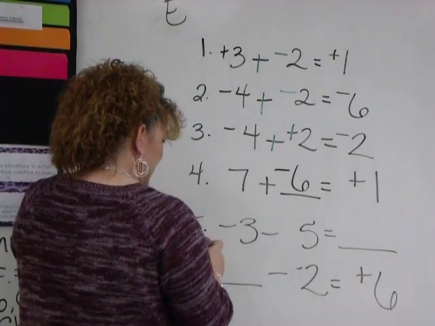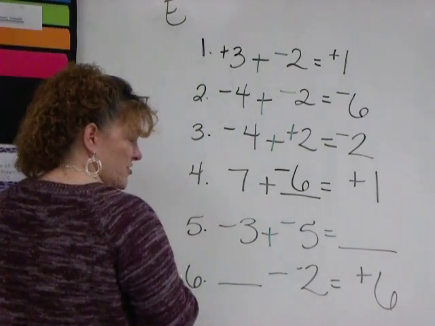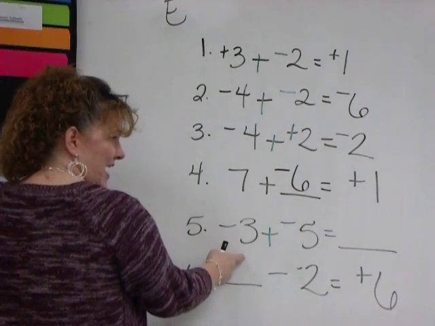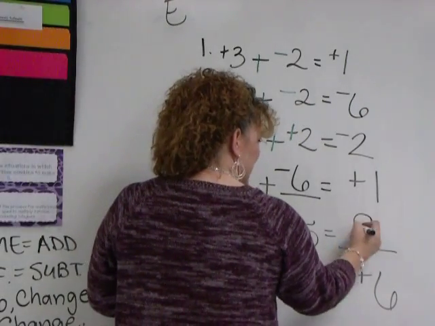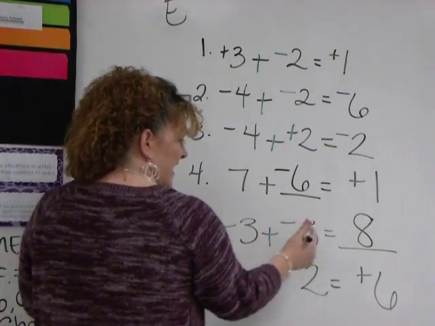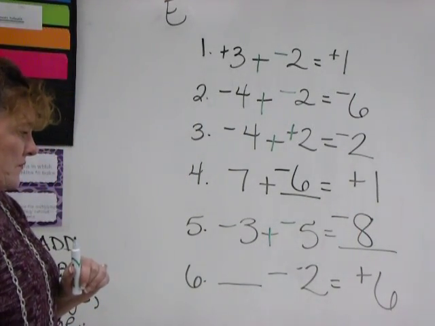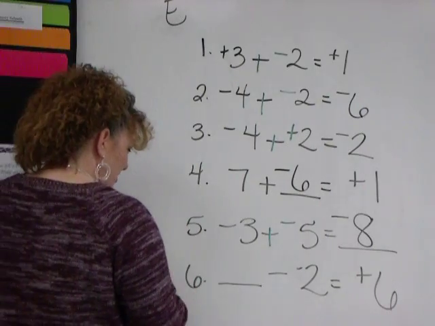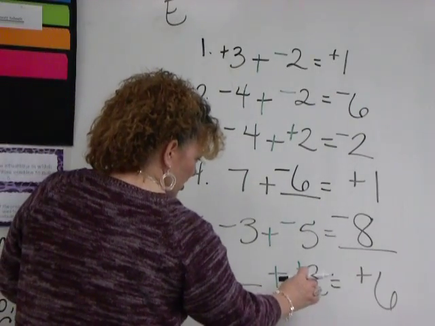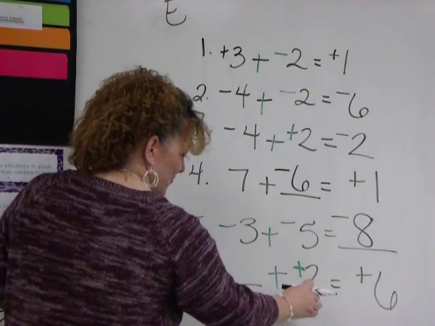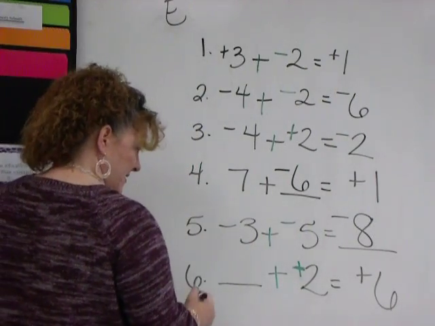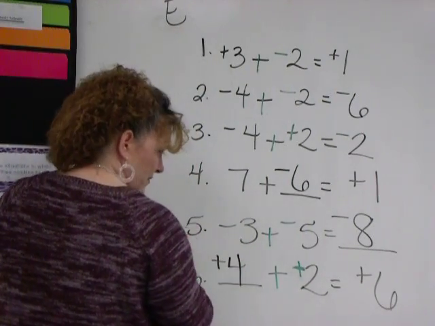This one is keep, change, change. They're the same, so I add. 5 plus 3 is 8. They're the same negative, negative 8. And if I keep, change, change this one, what do I have to add 2 to get a positive 6? Positive 4.